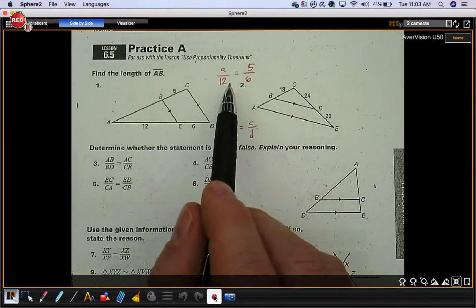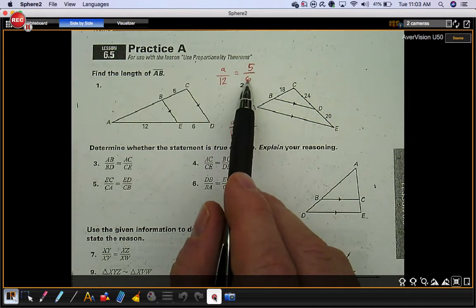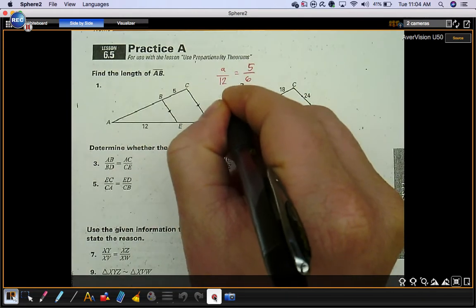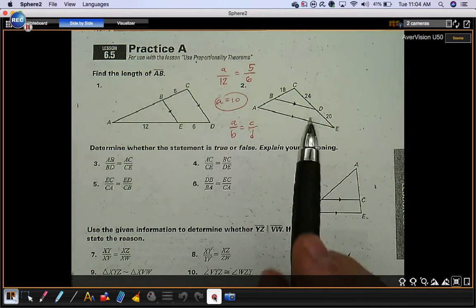Now, you can cross multiply to solve this proportion, or you can realize that 6 times 2 is 12, so 5 times 2 is 10. You would do this one the same way.